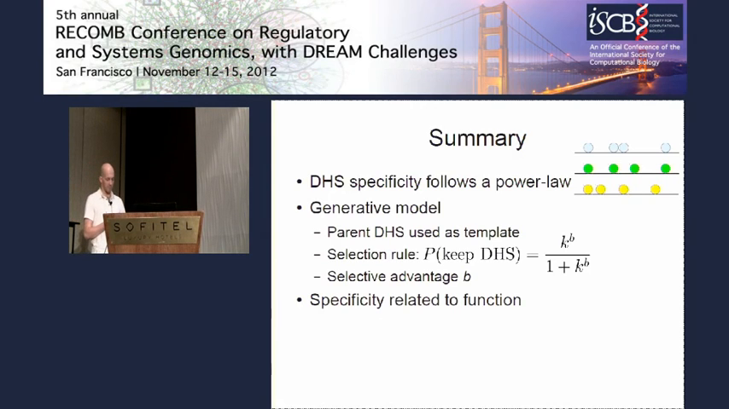And as I mentioned very briefly, we can relate the specificity to various genomic properties, which in turn can be related to the function, or presumed function, of these DHSs.